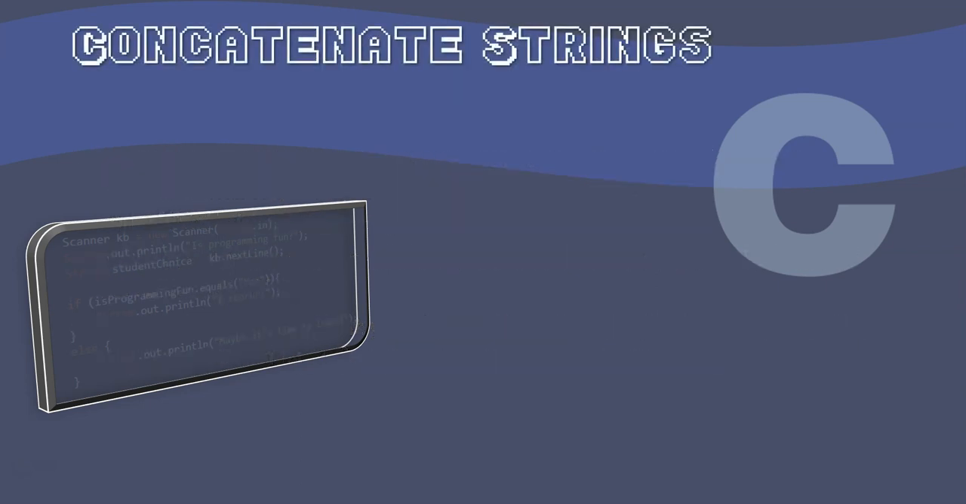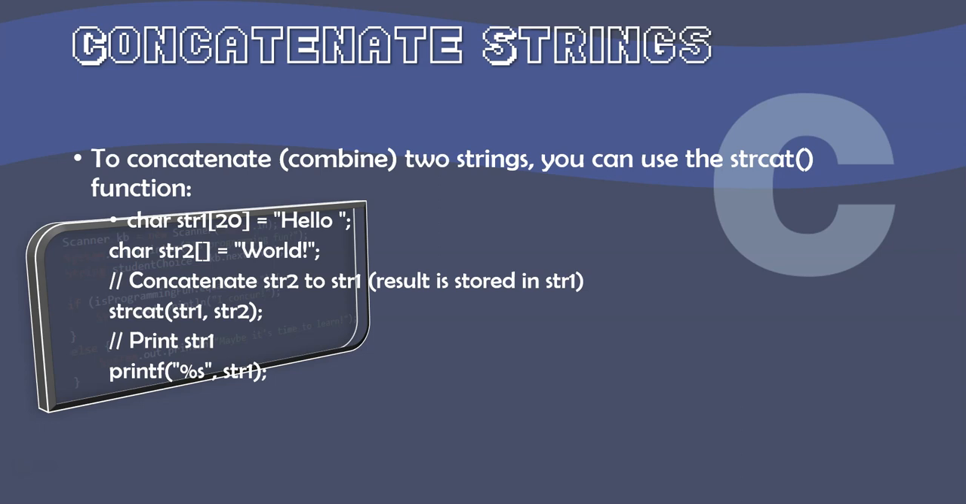If we want to concatenate strings, we can use the strcat function. You can't just use string 1 plus string 2, like what we're used to doing. Instead, we have to say strcat, and that will allow us to join those two strings and store it back in string 1.